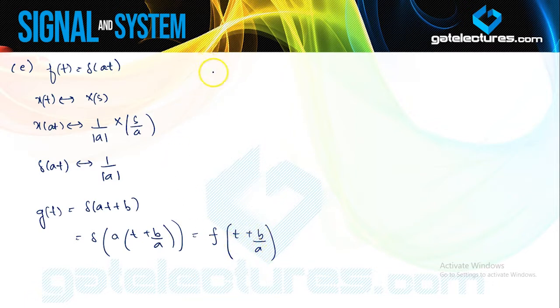Now what is going to happen? See, what is G(s) going to be? What happens when you're shifting a signal in the time domain? You're going to multiply with e to the power s b by a into F(s), right? This is what we do. This signal was a shifted version. So whenever you're providing a shift of b by a, you're going to have multiplication with e to the power s into b by a into F(s).